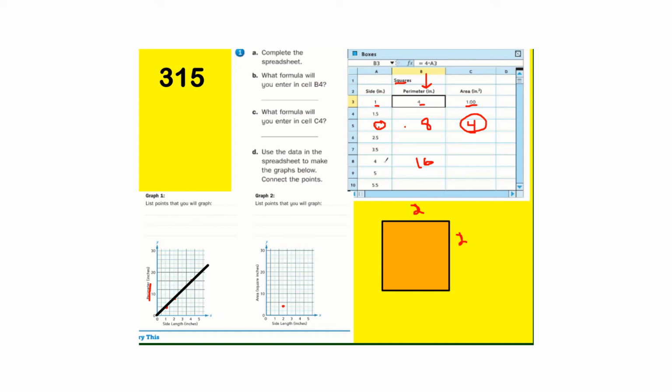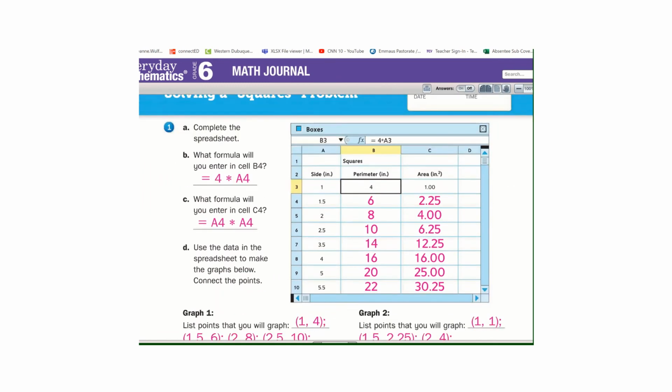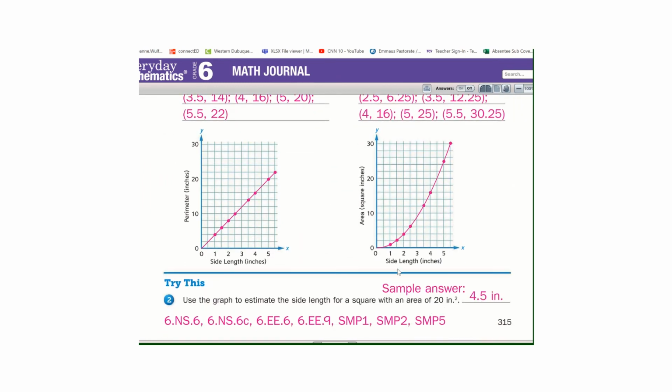At 4, 4 times 4 is 16. So at 4, I'm going up to the 16. 5 times 5 is 25. So at 5, I'm going up to 25. And when you get finished, I'll show you what that looks like. Not a straight line. And that's what they want you to notice.